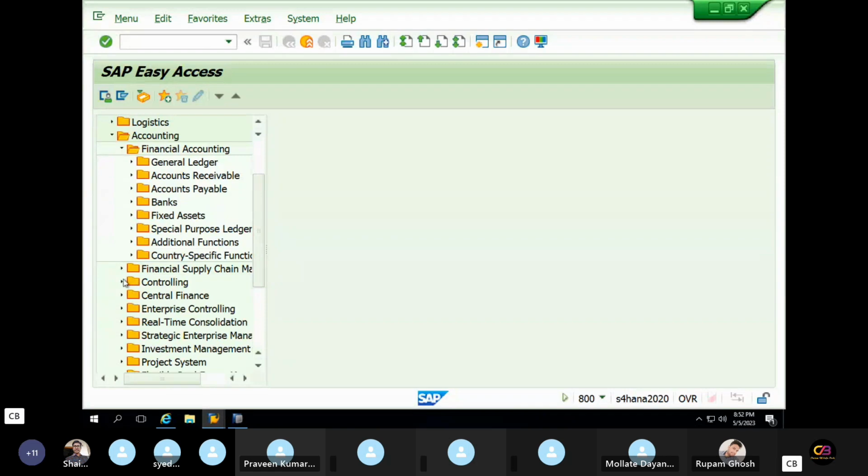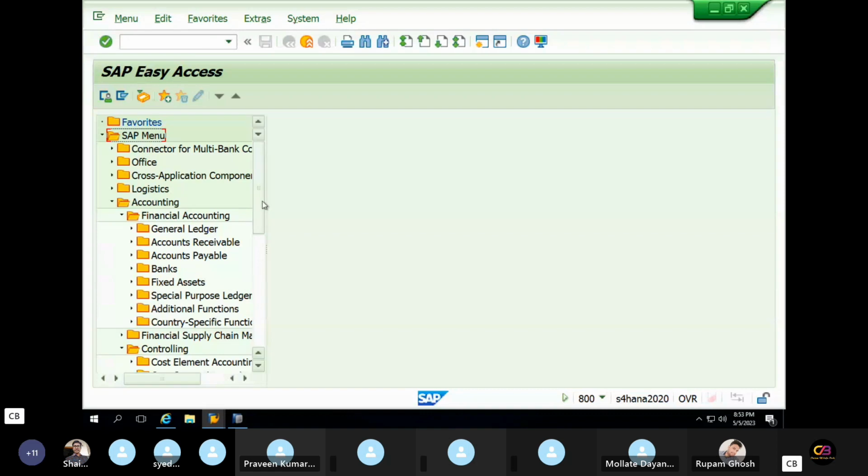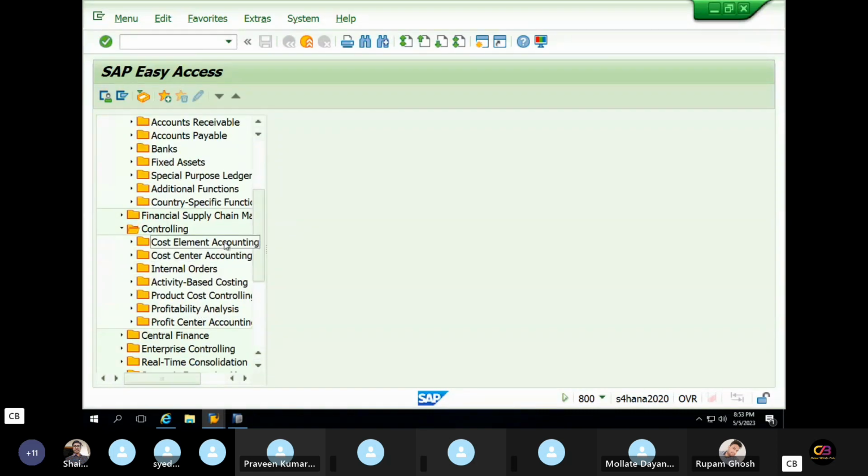Here in controlling management, these are the SAP CO submodules: cost element accounting, cost center accounting, internal orders, activity based costing, product costing, product cost controlling, profitability analysis, profit center accounting. These are the submodules of SAP CO. Okay, this is SAP FI submodules and this is SAP CO submodules.